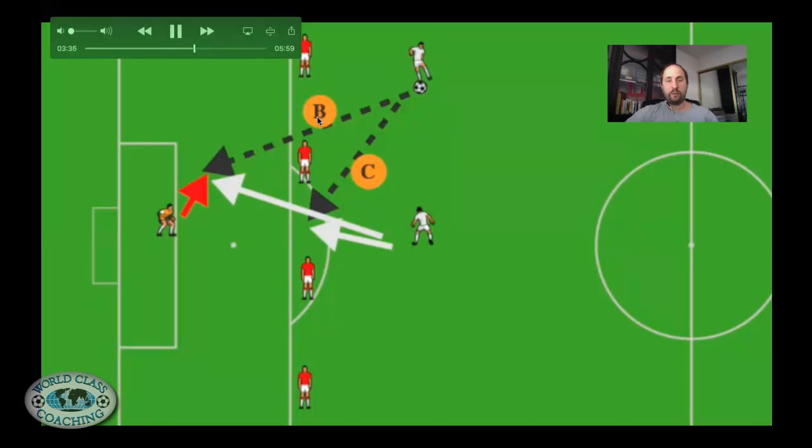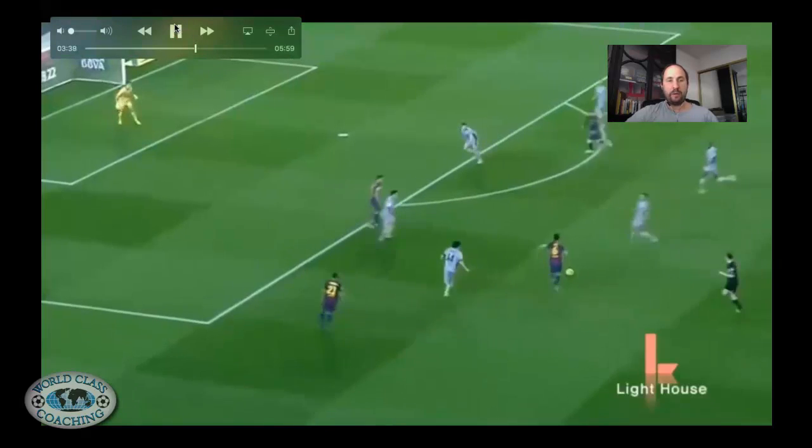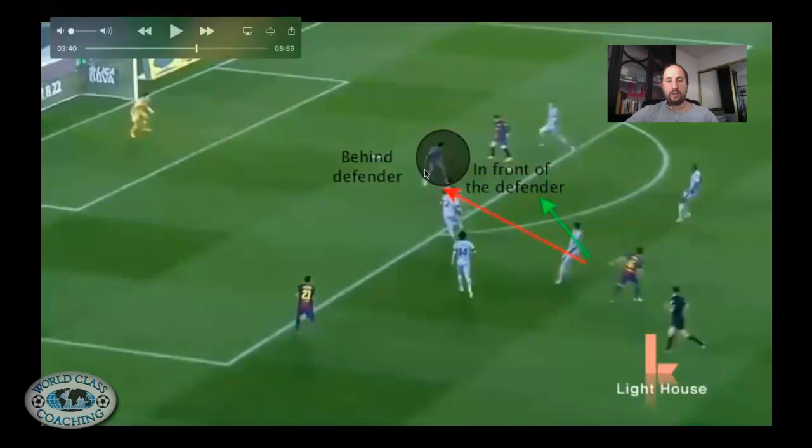So B would be the through ball and C would be the diagonal ball. So look at this one here. So if the ball is played behind the defender, right? This is the closest defender. Probably would not be space because the goalkeeper could come in here. Instead, the defender is afraid of this ball in behind, so they find space to play this ball in front of the defender.